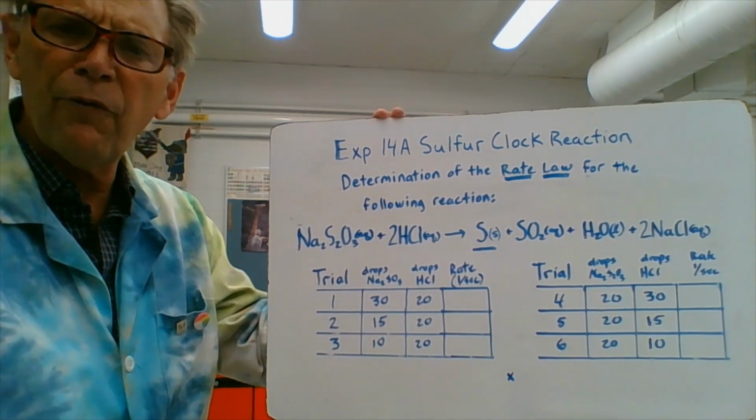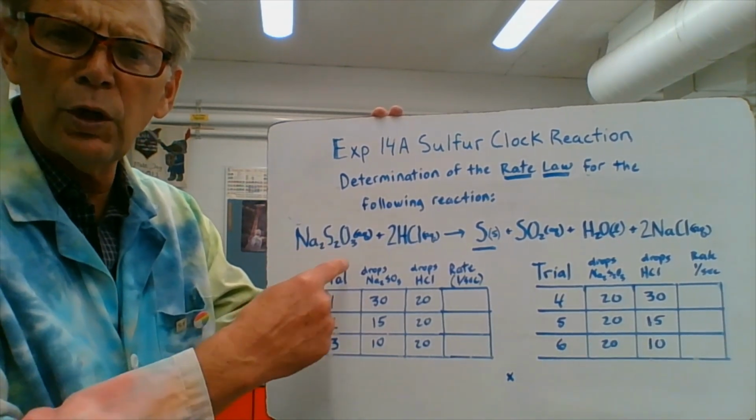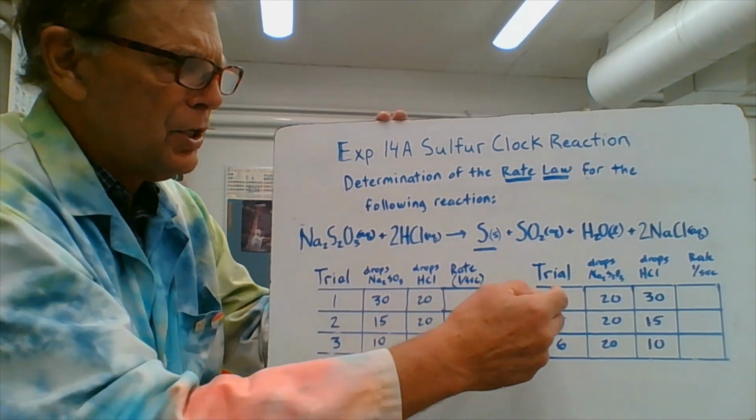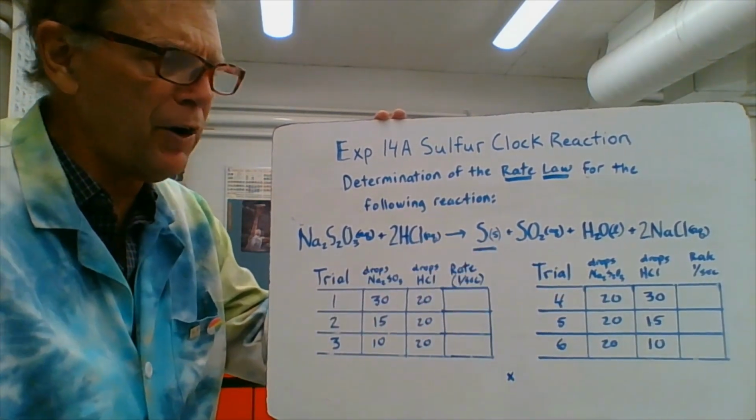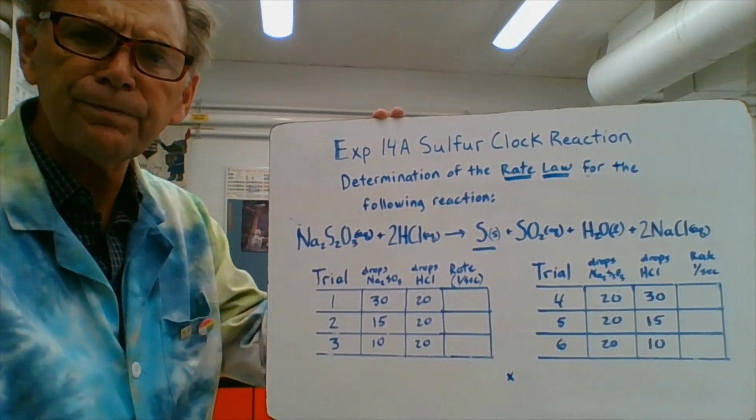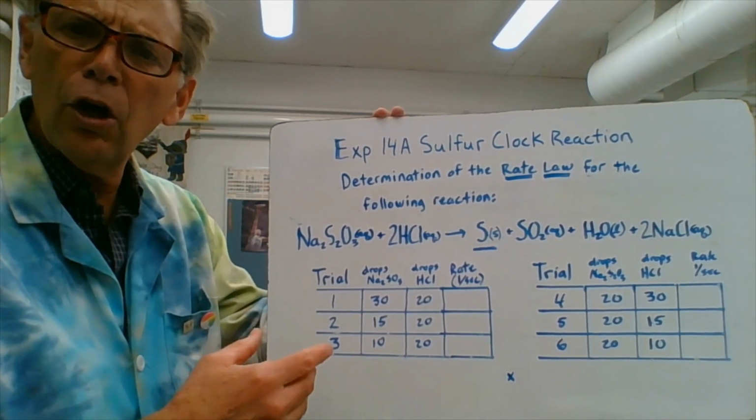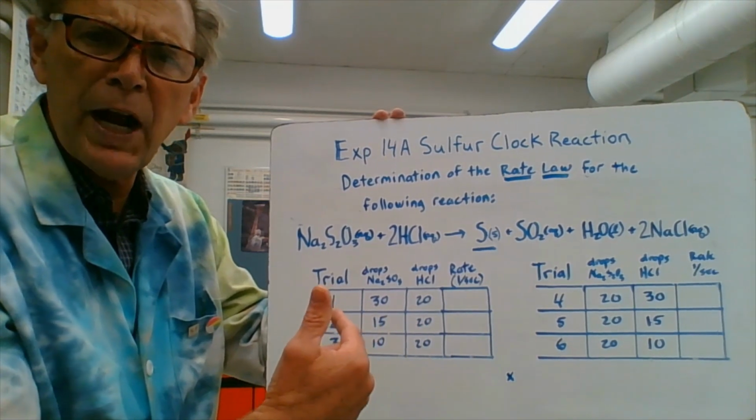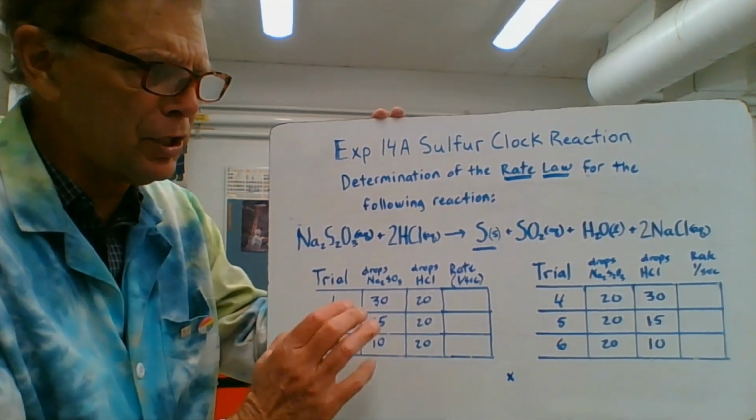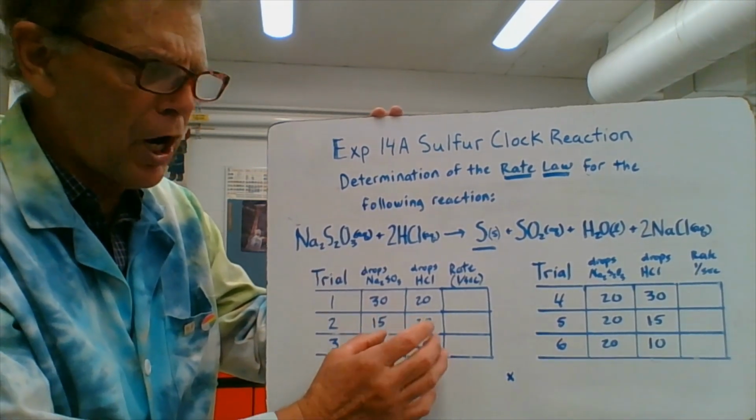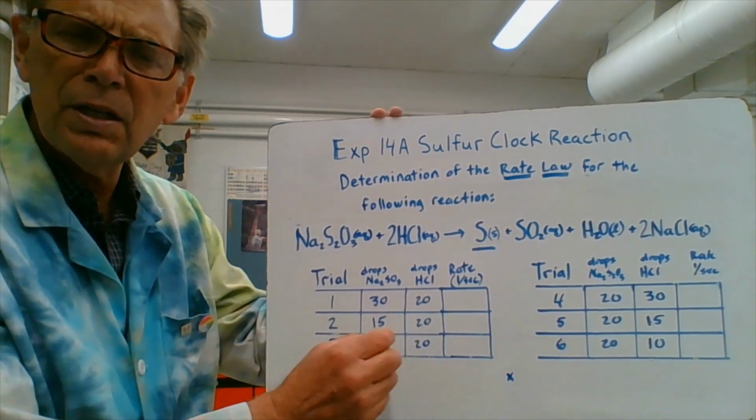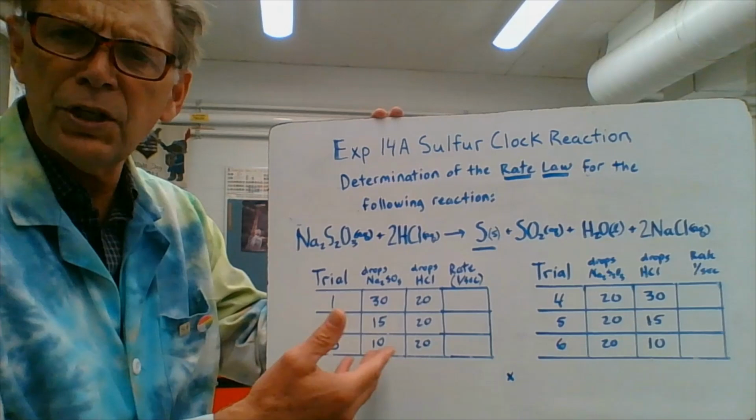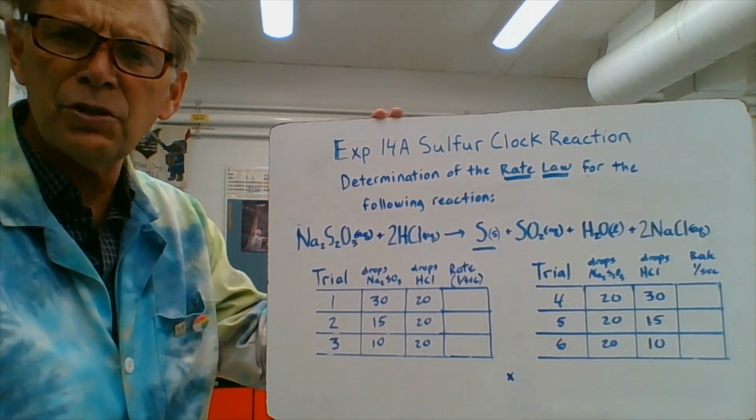You can see I'm going to perform 6 trials. In trials 1, 2, and 3, I'm going to vary the amounts of sodium thiosulfate. In trials 4, 5, and 6, I'm going to vary the amount of hydrochloric acid. Follow along on your lab data. There's more details about what's in each reaction vessel. I need to add water so that the total amount of drops in each reaction is constant.